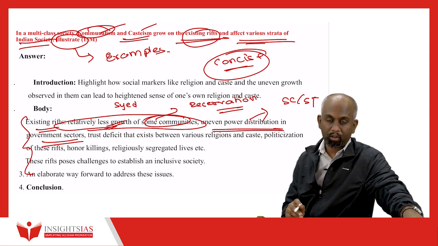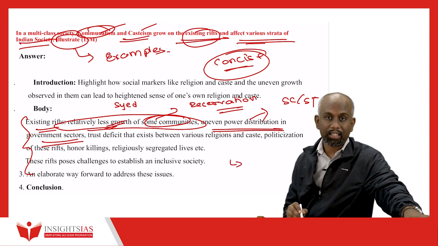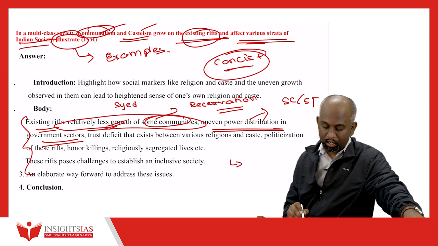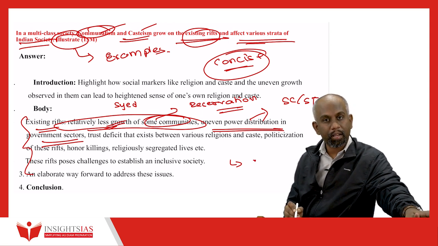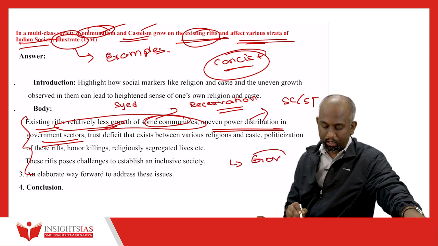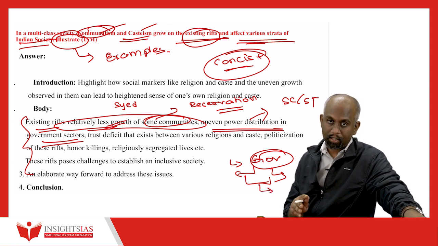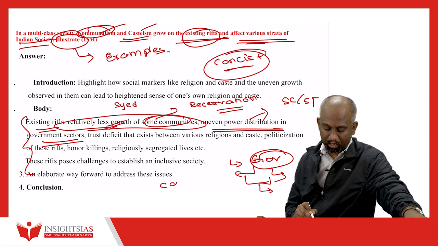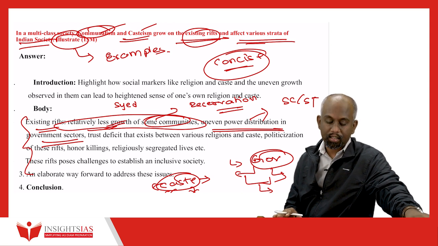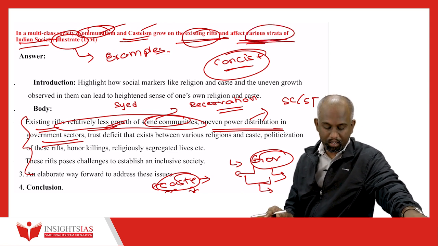And it's not just people from the lower sections of society who don't have economic capability, but also people from the supposedly higher caste, because in recent years their participation in the government sector has decreased at the cost of the rise in other castes. And this is something that is not being accepted by them, right? And this existing rift is based on the whole system of caste, which is based on hierarchy of high and low. Existing rifts affecting various strata of Indian society.